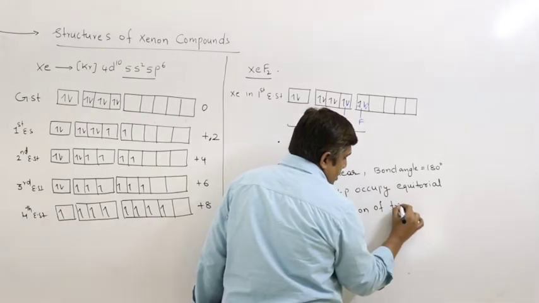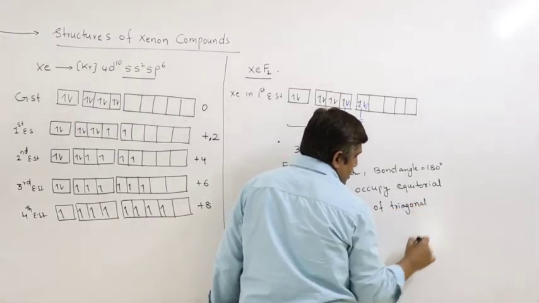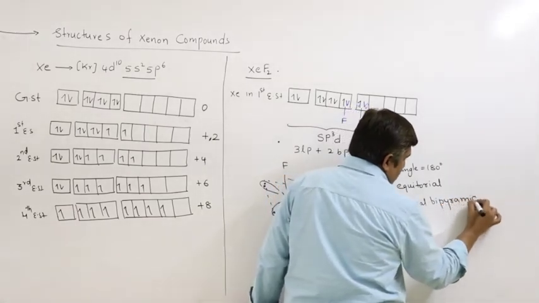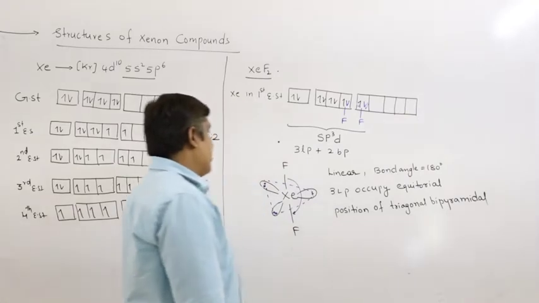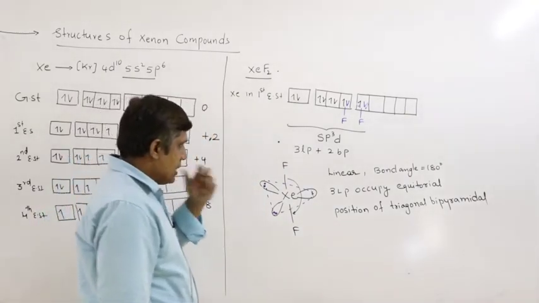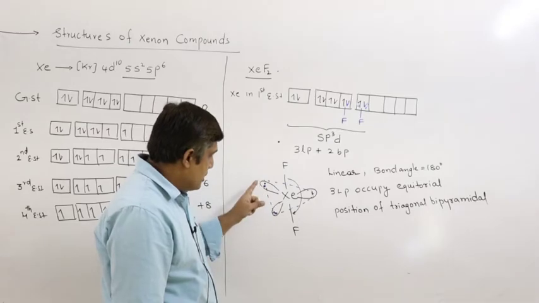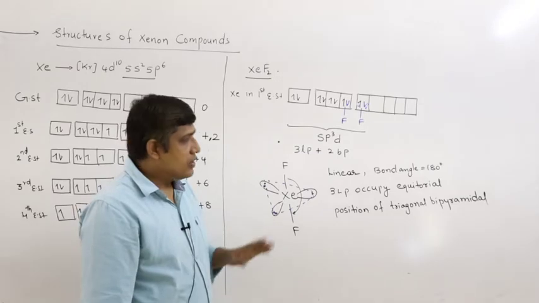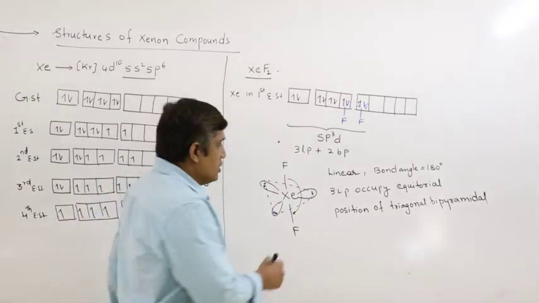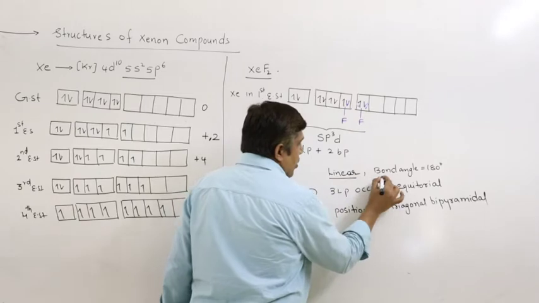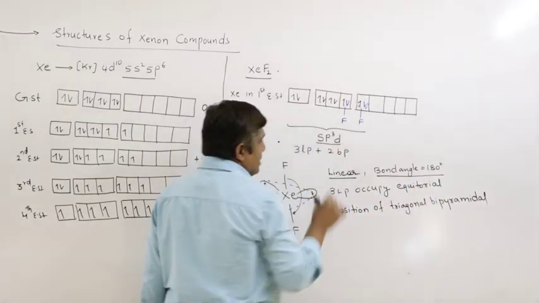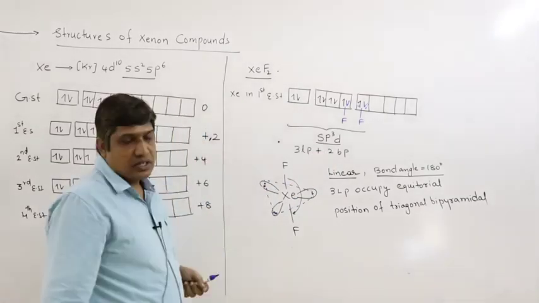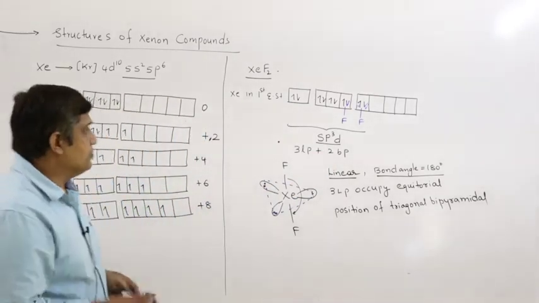Of trigonal bipyramidal geometry. The 2 fluorines are present at opposite corners. The 3 lone pairs occupy the equatorial positions of trigonal bipyramidal geometry. So the shape is linear, the bond angle is 180 degrees, and the hybridization is sp3d with 3 lone pairs and 2 bond pairs. This is about the structure of XeF2.